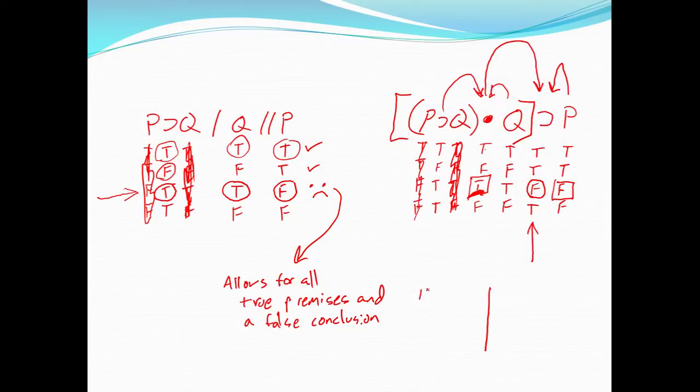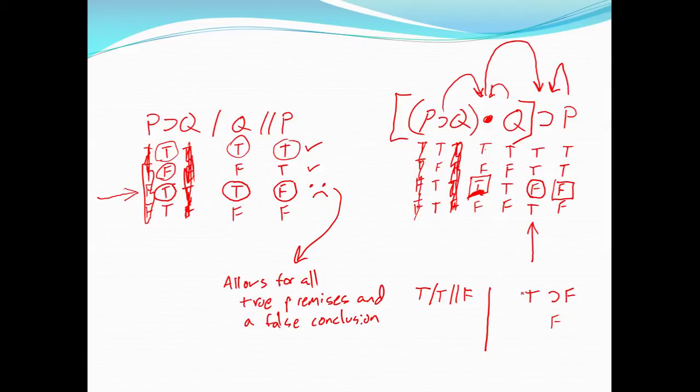So if you have an invalid argument, in this case we have a two premise argument, if it's invalid, you need to see all true premises and a false conclusion. If you have a false conditional, which in other words is going to tell us the argument is invalid, you need to have a true antecedent and a false consequent. That would make the statement false.